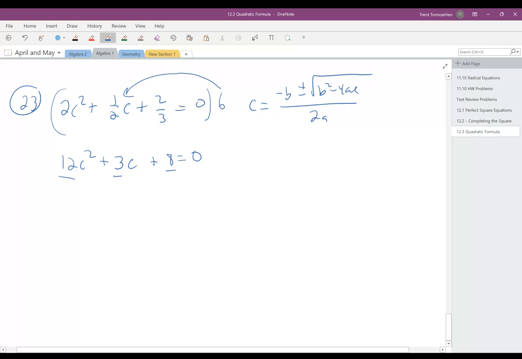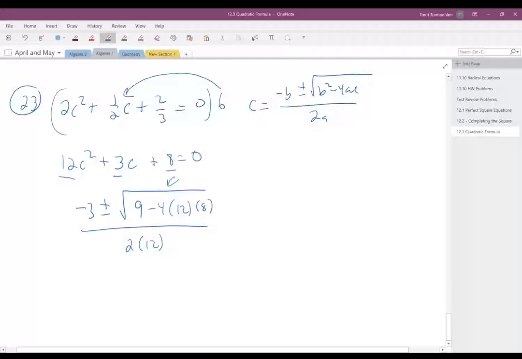So we're going to have a -3 for the negative b. B squared is going to be 9 minus 4 times 12 times 8, all over 2 times 12. But the problem here is inside this square root, you're going to have a negative number. And so if you get a negative number inside the square root, that means your answer is no solution. So for 23, the correct answer is no solution.